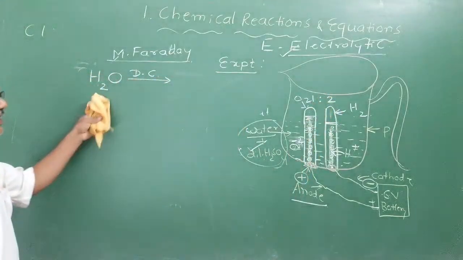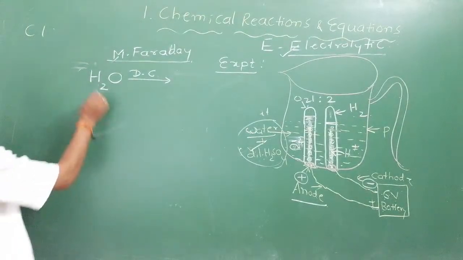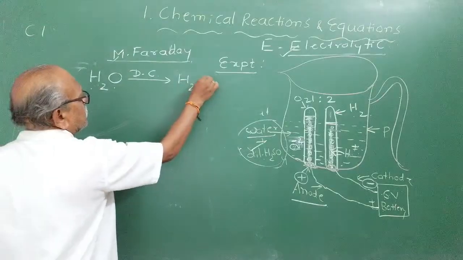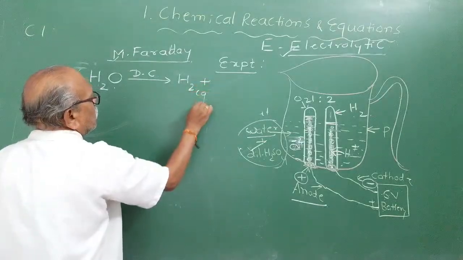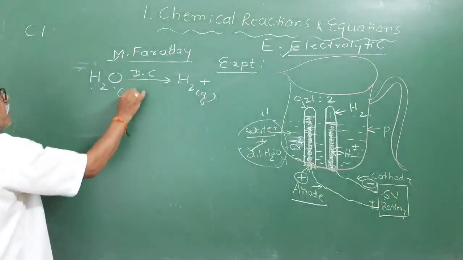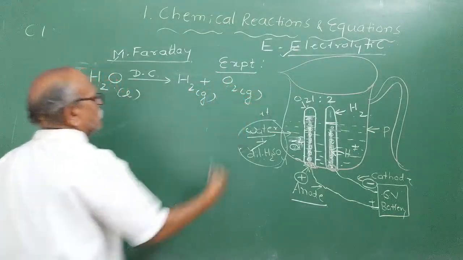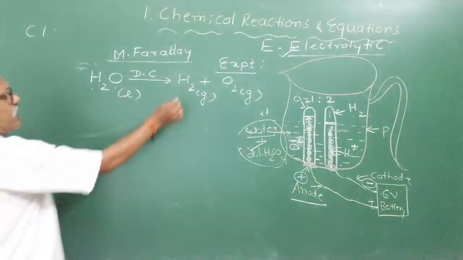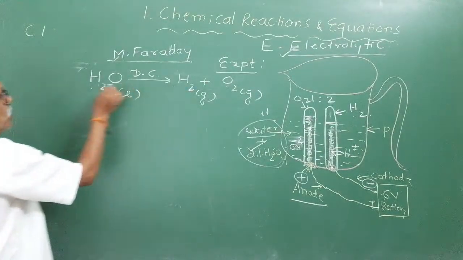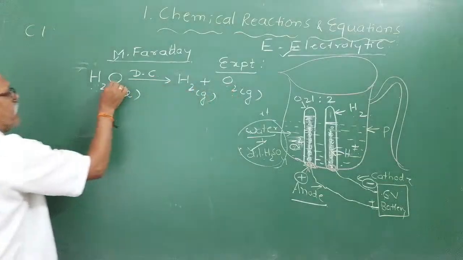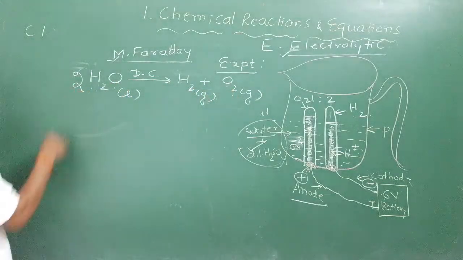Why? We can understand by writing the equation. H2O decomposes forming two gases. One is hydrogen gas, another one is oxygen gas. H2O, a liquid, gives H2 plus O2 gas. Now balance the equation. How many hydrogen atoms on the right? 2. On the left, 2. How many oxygen atoms on the right? 2. To make it 2, let me take 2H2O.